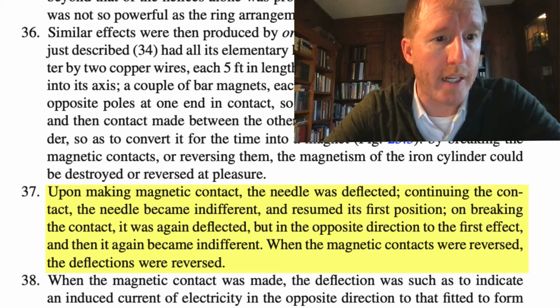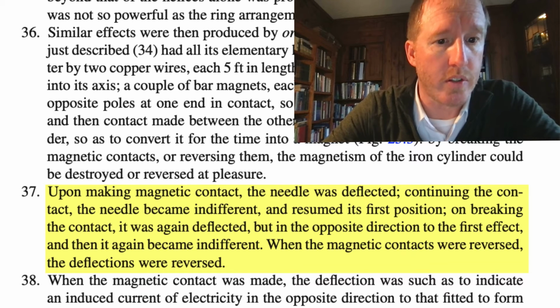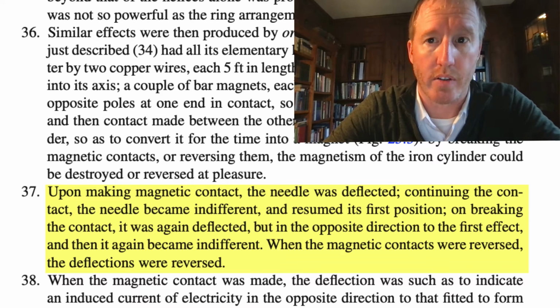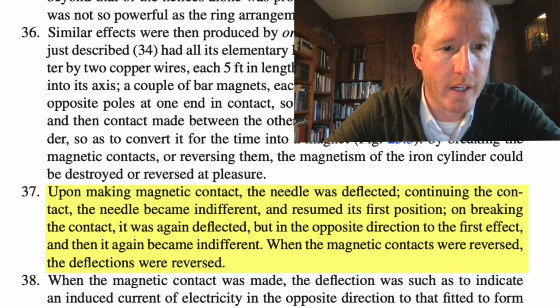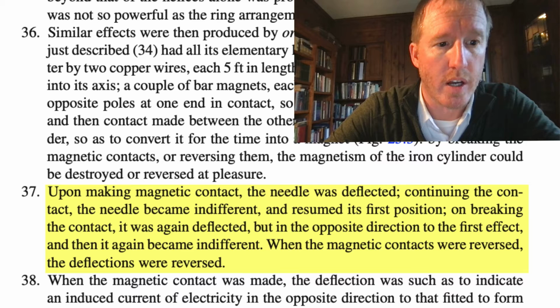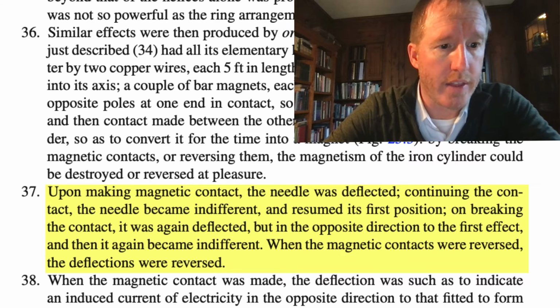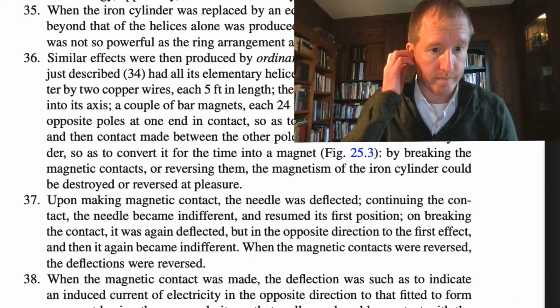He says, upon making magnetic contact, the needle was deflected. Continuing the contact, the needle became indifferent, that is, it stopped indicating current, and resumed its first position. On breaking the contact, it was again deflected, but in the opposite direction to the first effect, and then it again became indifferent. When the magnetic contact was reversed, the deflections were also reversed.